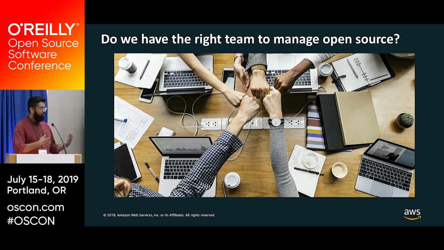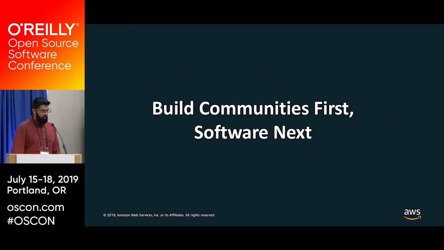And after we finished writing the document, it was apparent to us that the document was all about how to run an open source project. It was not convincing anybody on why open sourcing is a good idea. It was just explaining how to run an open source project and how to build a community. And that's when we realized we had to build a community first, and software just happens.